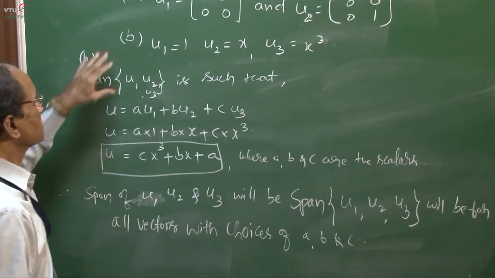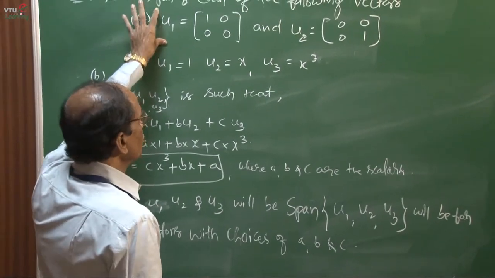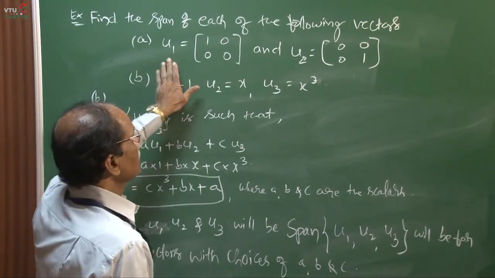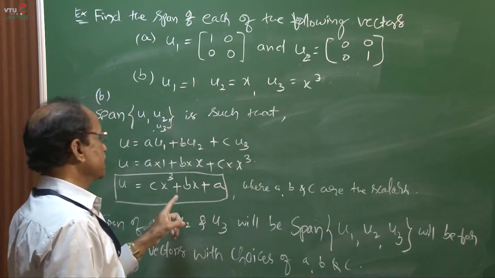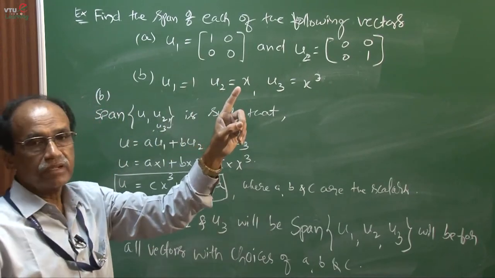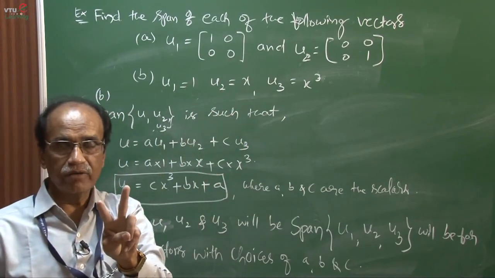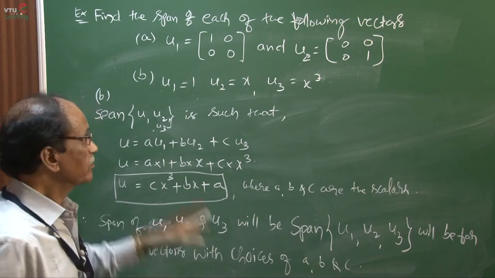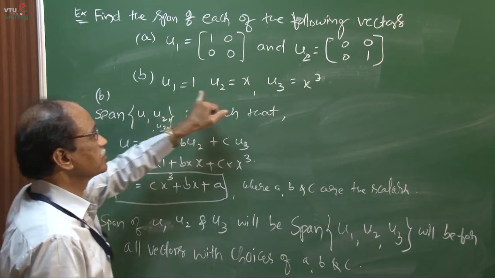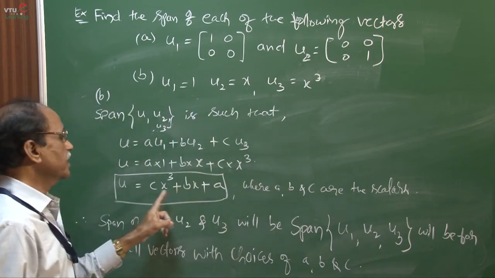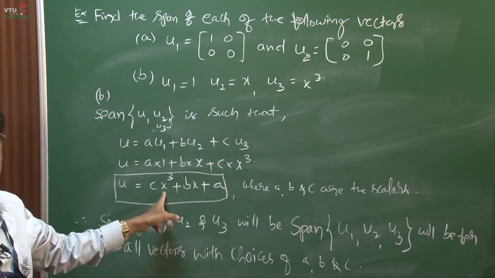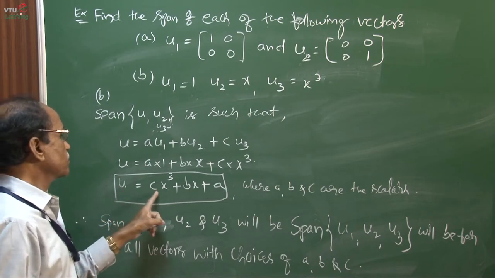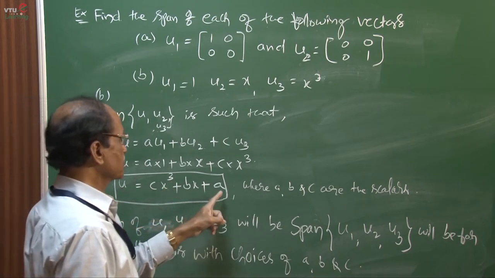The given set of vectors in the first case is 2, and in the second case is 3. In the first case, there are choices for defining the span with two symbols, A and B. But in the second case, there are choices for 3 symbols, that means A, B, C. This is a cubic equation. Thereby, U is equal to C x cubed plus B x plus A.